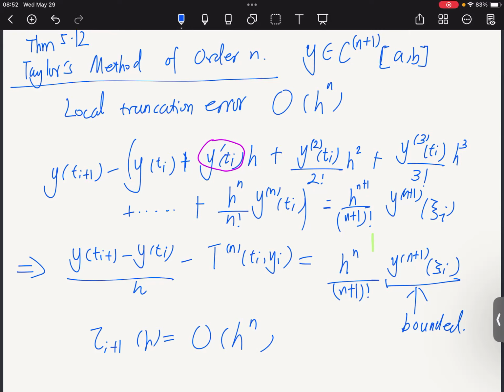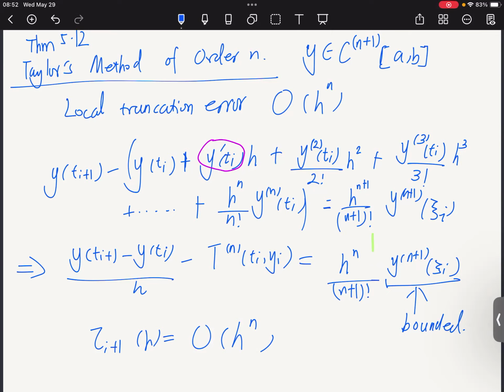And then the y_{t_{i+1}} minus y_{t_i} divided by h is here. And this is the definition of the tau_{i+1}. So this is the left-hand side part, and the right-hand side part is of the order of h^n. This is because this part is bounded, it's not infinity, because the n+1 derivative of the y function is a continuous function.